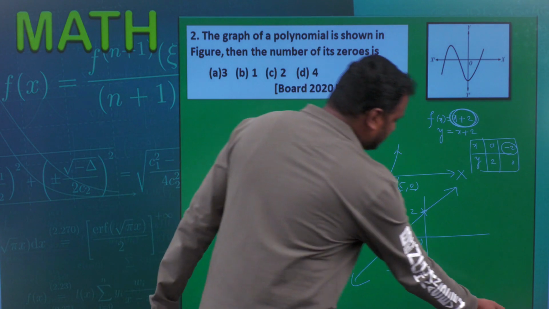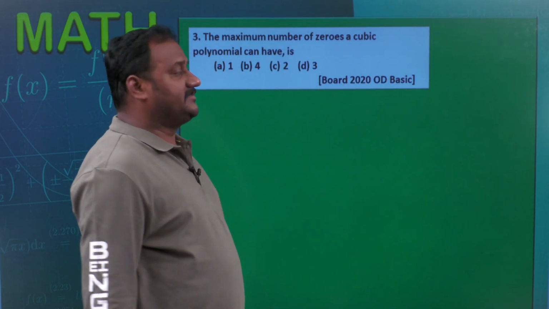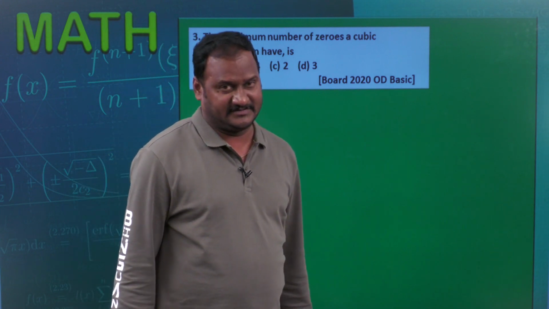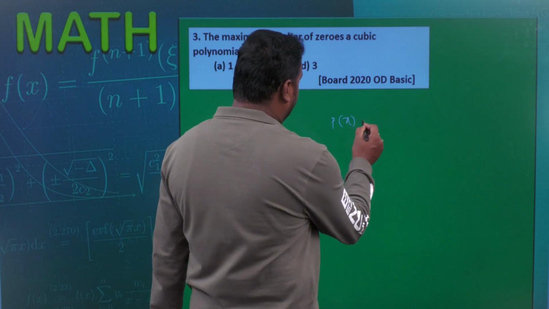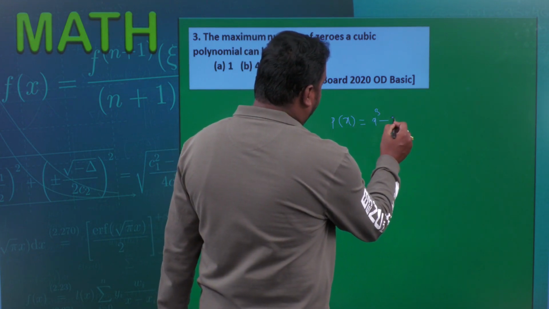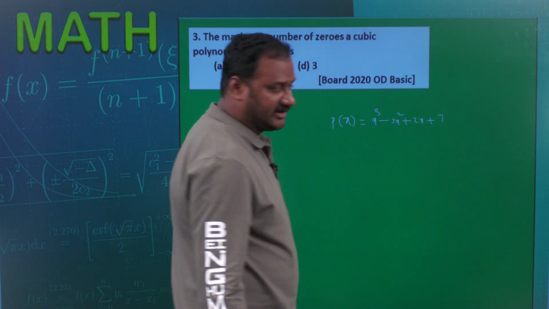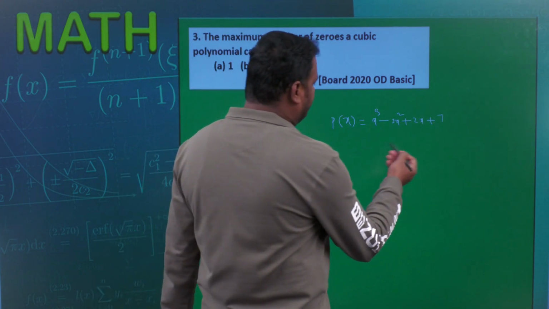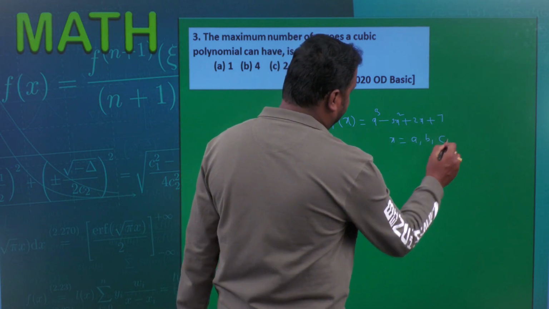Right. So, moving on to the next problem. The maximum number of zeros a cubic polynomial can have. Just now we discussed this. Suppose I take a polynomial like p of x is equal to x cube minus 3x square plus 2x plus 7. This is one polynomial. So, this polynomial may have 3 zeros. X is equal to a, x is equal to b, x is equal to c.